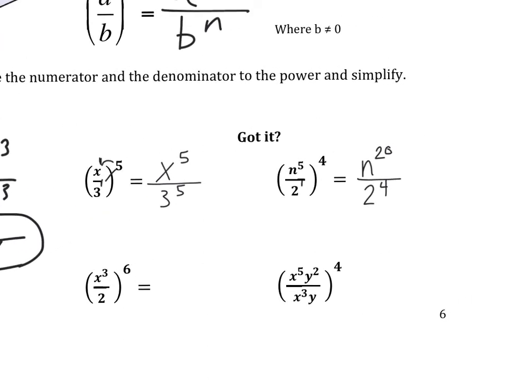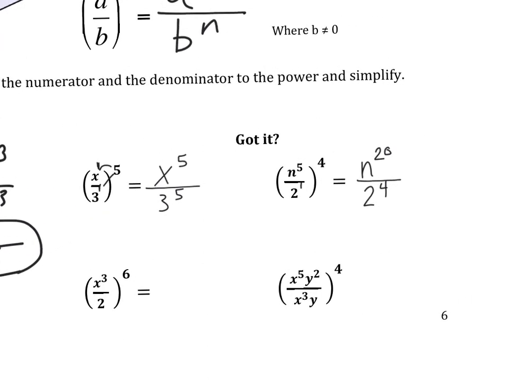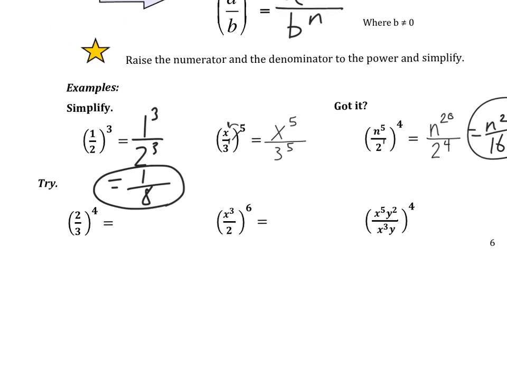And if you're wondering how to type something like 2 to the 4th in your calculator, use the caret button on the left-hand side. 2 caret 4, 2 raised to the 4th power. That's going to be 16. So n to the 20th over 16 would be the most simplified version of your answer.